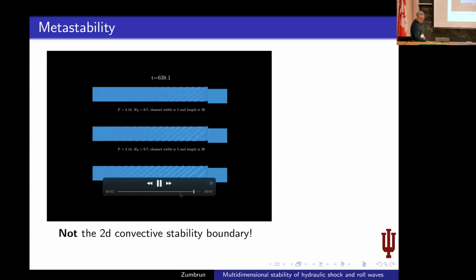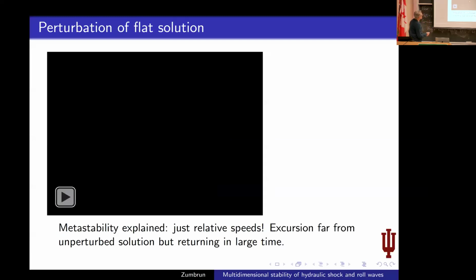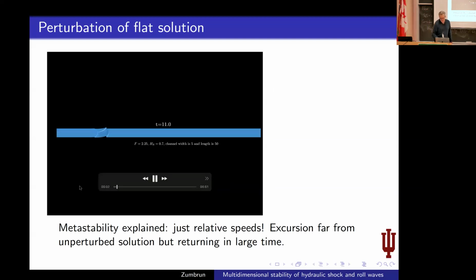Okay, so what's happening there? This is interesting. It looks like we have a different stability boundary, but actually we don't. It took us a while to figure this out, but the next slide will really show what's happening. So here we'll just take no shock, just a laminar flow, just a constant state, and we'll put a Gaussian on it, and we'll see what happens.